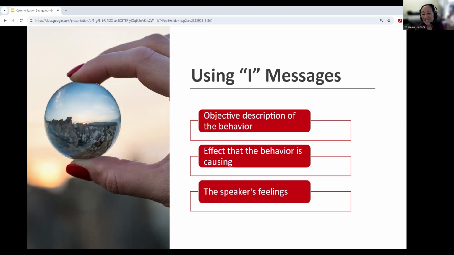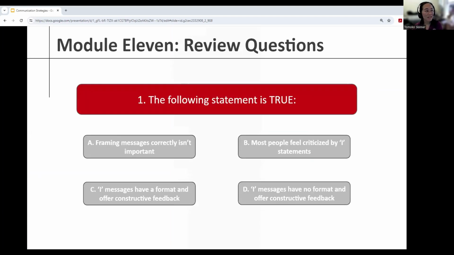Instead, using I messages for feedback can be more effective. This format includes an objective description of the behavior, the effect it has on the speaker, and the speaker's feelings. For example, sometimes you speak in a very low voice. I often have difficulty hearing you when you speak at that volume. It often makes me feel frustrated. So avoid starting sentences with "when you," as it can invoke feelings of blame and injustice.